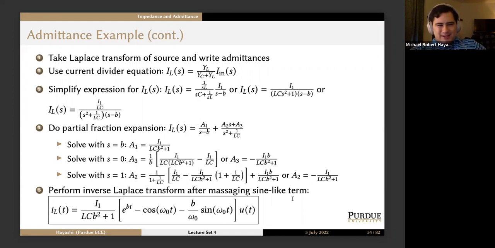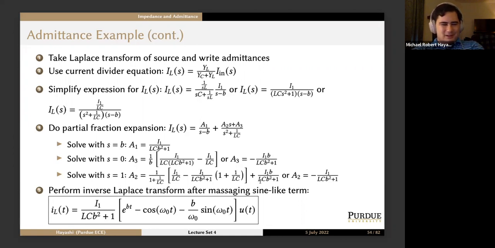So we have to massage the sine-like term. We'll multiply by omega naught over omega naught, where omega naught is 1 over square root of LC, as we would expect. And we'll get the following after our inverse Laplace transform. We'll get I1 over LCb squared, that's equivalent to saying I1 over quantity b over omega naught, squared, plus 1, times the quantity e to the positive bt minus cosine of omega naught t minus b over omega naught sine of omega naught t, close quantity, times u of t.